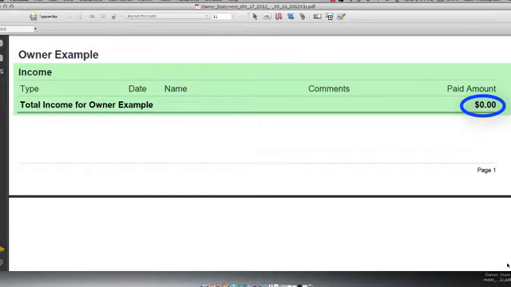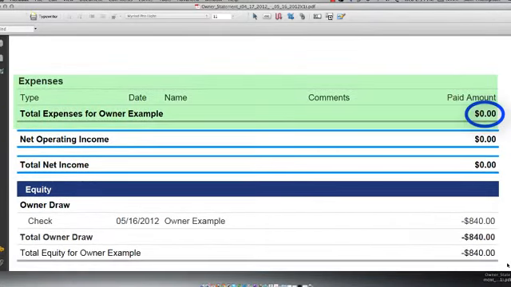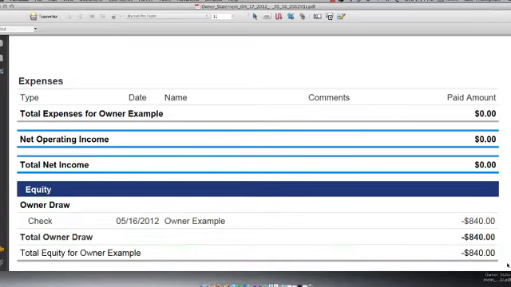In this statement, there is no income or expense. The owner draw is the only item that was specific to just the portfolio. Both owner draws and owner contributions will show up under the equity portion of the portfolio detail.